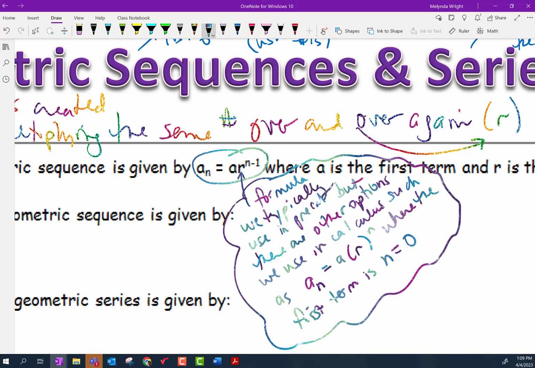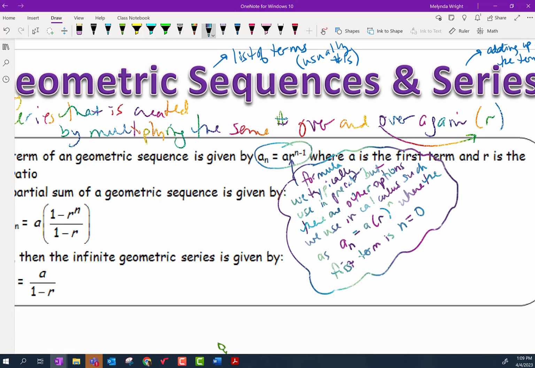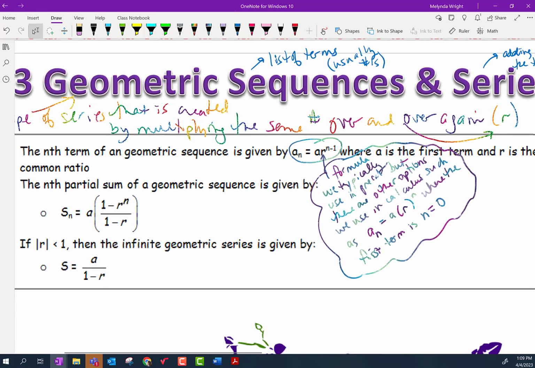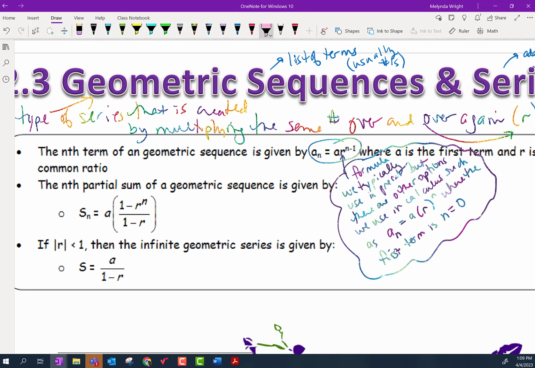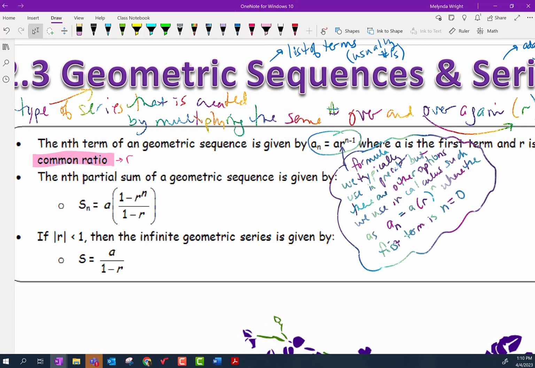So that's talking about this formula. This is our nth term formula, where a is the first term and r is the common ratio. R is the common ratio. So that's our nth term. What does our nth term formula find for us? It finds terms for us.